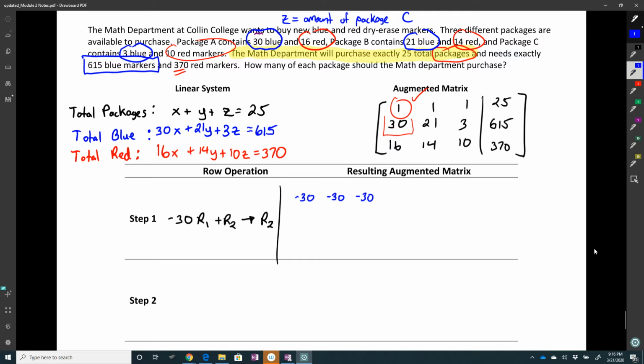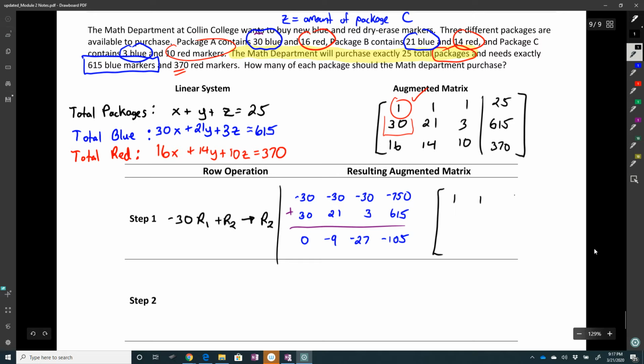So 25 times 30, negative 750, and then 30, 21, 3, 615, add them up. 0, so negative 30 plus 21 is negative 9, negative 30 plus 3, negative 27, 750 minus 615, but then make it negative, is negative 135. All right, so I got 1, 1, 1, 25, 0, negative 9, negative 27, negative 135. And then the last row stays the same, 16, 14, 10, 370. All right, step 2.